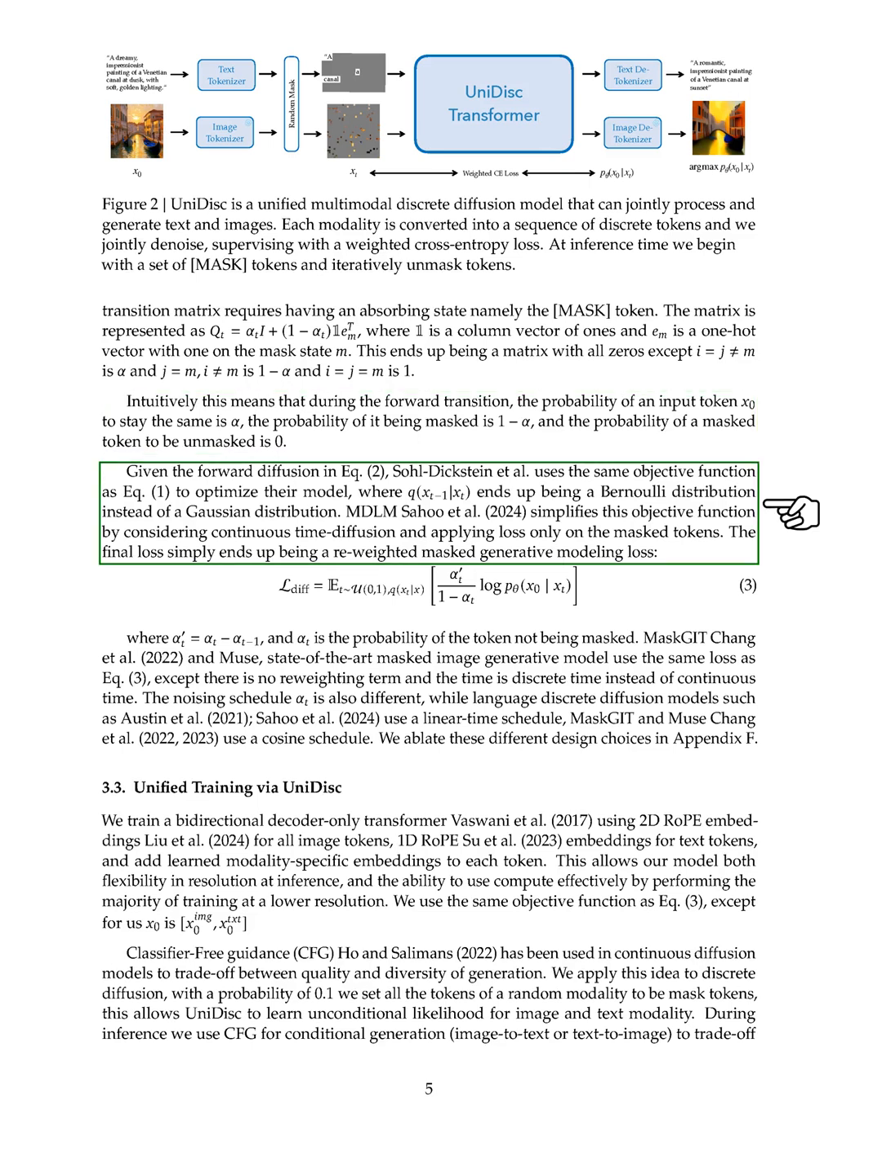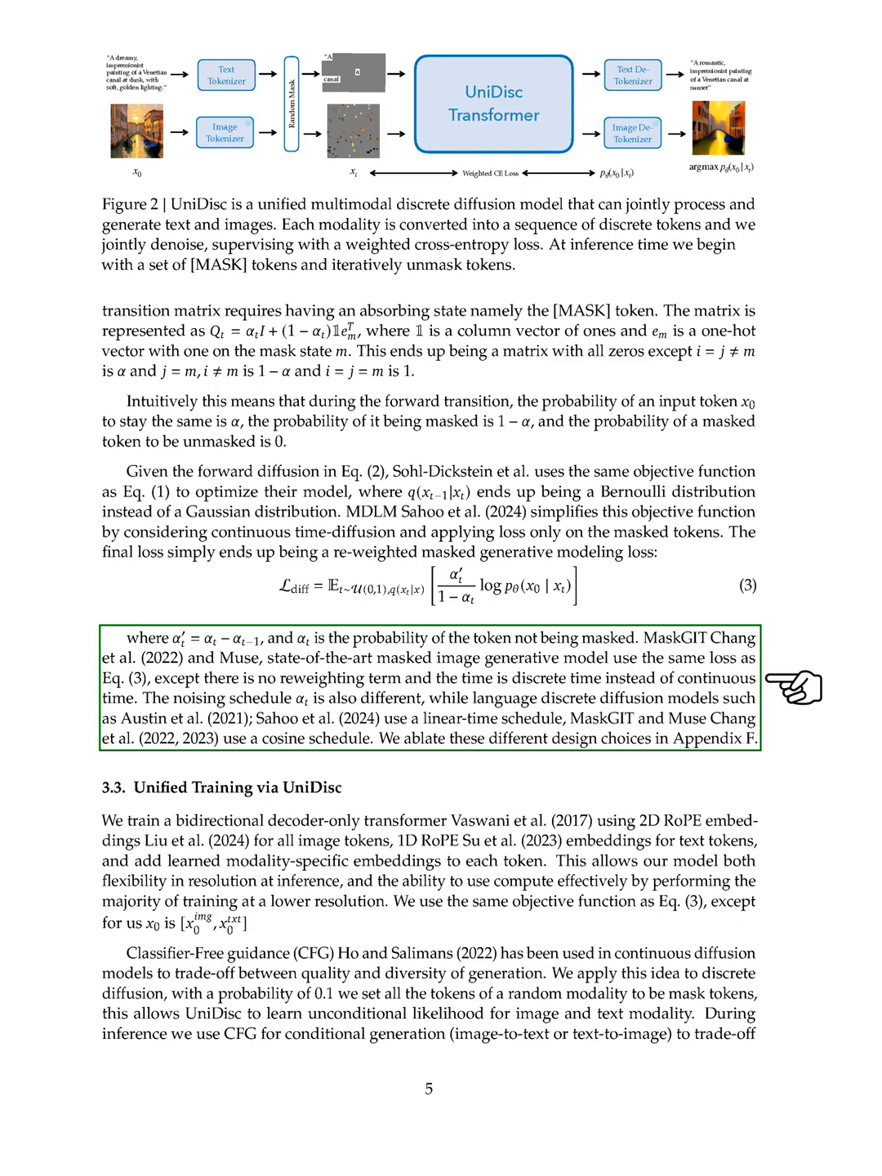We note that the objective function for optimizing the model is similar to that of continuous diffusion, but it uses a Bernoulli distribution instead of a Gaussian one. Finally, we simplify the objective function by focusing on masked tokens, leading to a re-weighted masked generative modeling loss. We also compare different design choices in our work, noting variations in noising schedules used in language models versus image generative models.